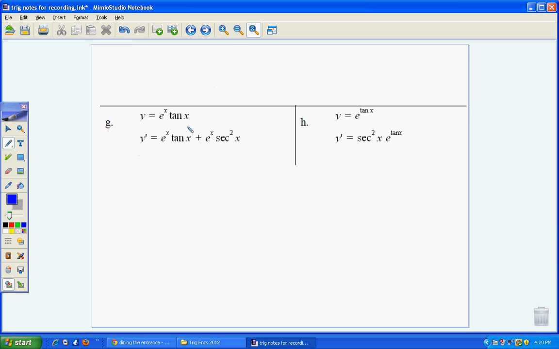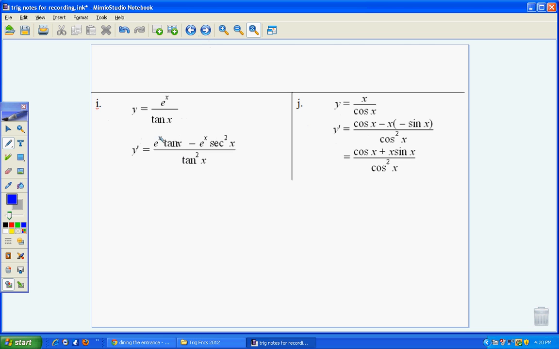G is a product rule. The derivative of e to the x is e to the x times the tan x, and then the e to the x times the derivative of tan x, which is secant squared. E to the power of tan x, though, is e to the power of a function, which is the derivative of the function times e to the power of the function. So notice, again, we applied the chain rule in that situation.